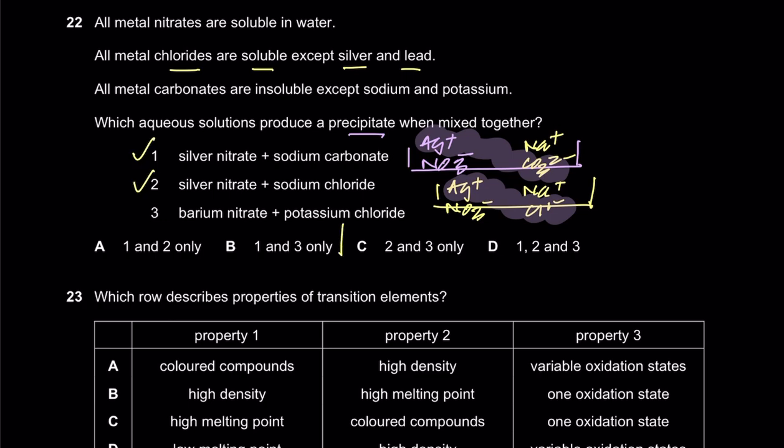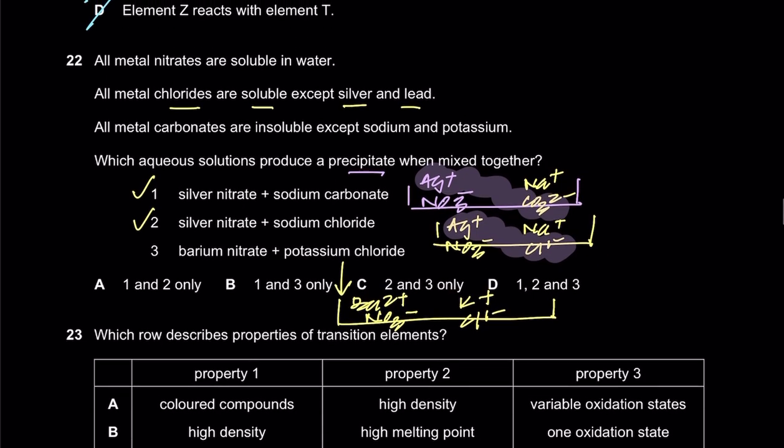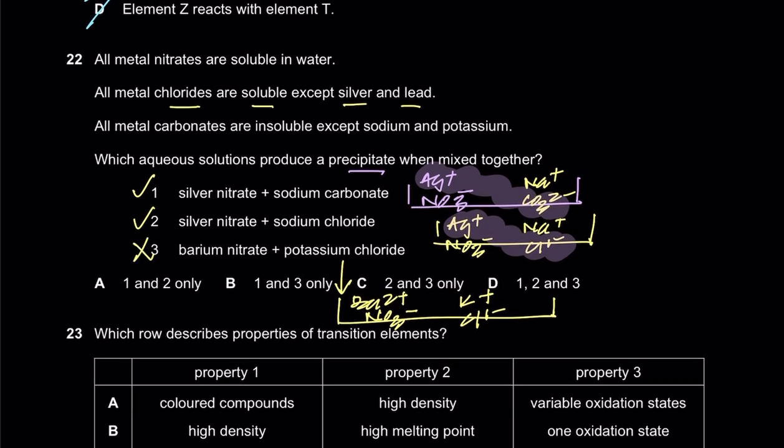Barium nitrate and potassium chloride. Remember, just draw a beaker. So barium nitrate means the barium 2 plus ion and the nitrate ion, plus potassium ion and chloride ion, and bump all of these ions into each other. Sir, no precipitate is going to form. Why? Because barium chloride is soluble. How do we know? He stated this: all are soluble except for silver and lead. It's not silver or lead, it has barium, so that's soluble.